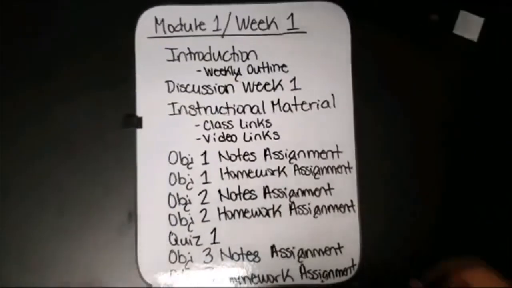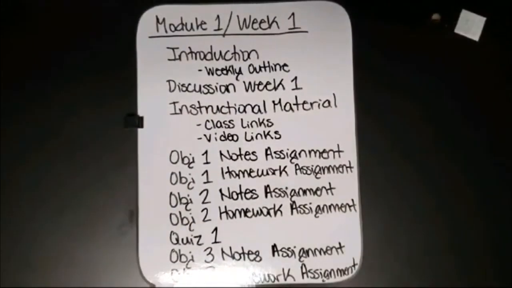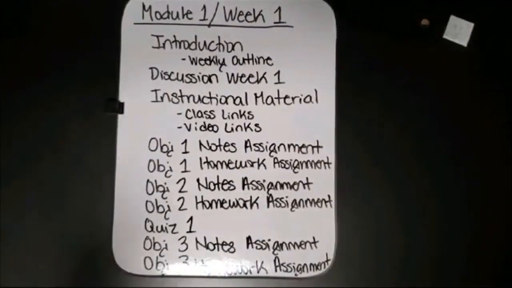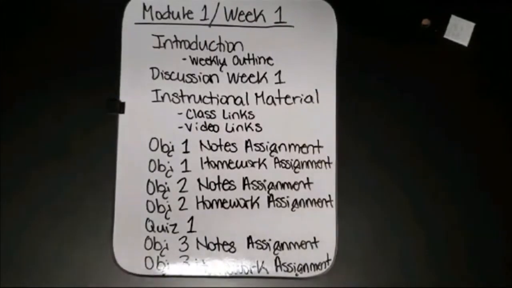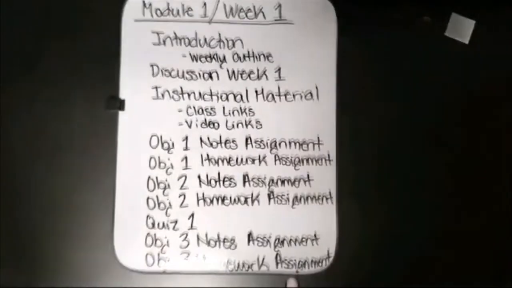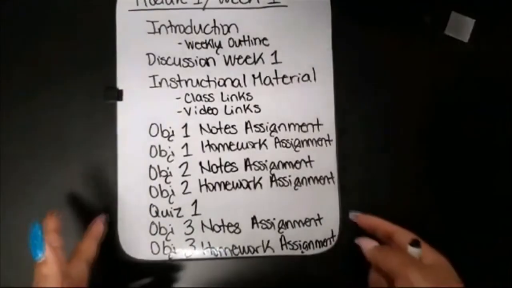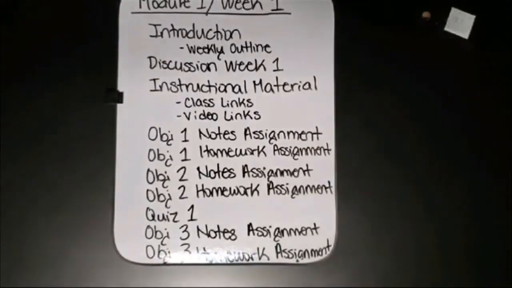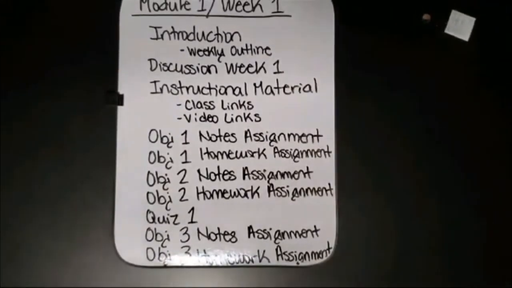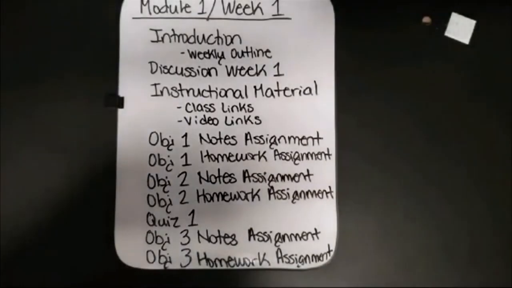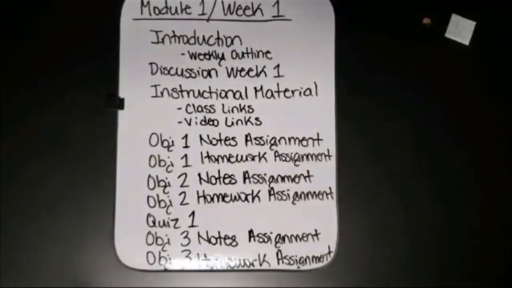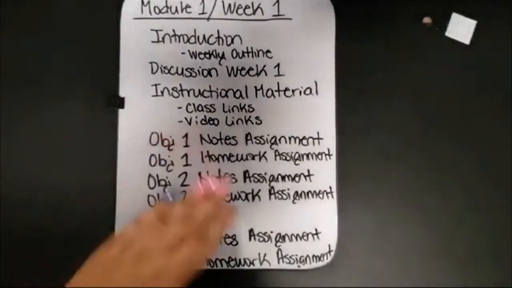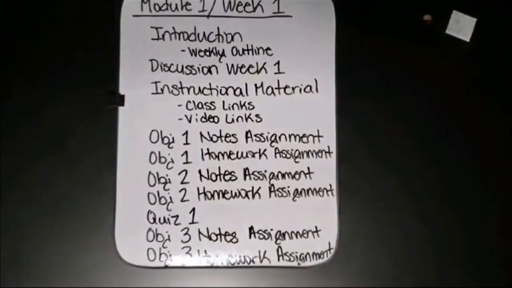And the first module is module 1, which is week 1. We are going to be doing 2 to 3 objectives per week. All right. And when I get into the class structure, I'll touch on that again. But this is basically everything that we're going to be doing in the first module. Okay. So in the introduction section for each module, you will find a weekly outline, which will basically have all of this information in it.